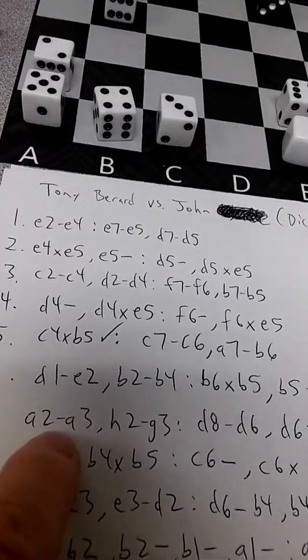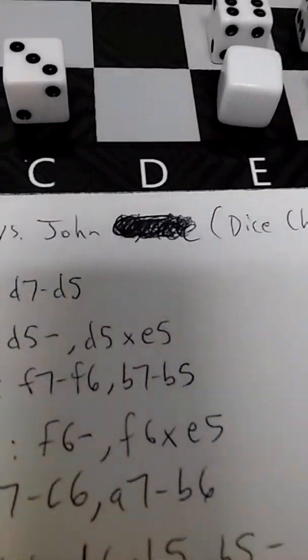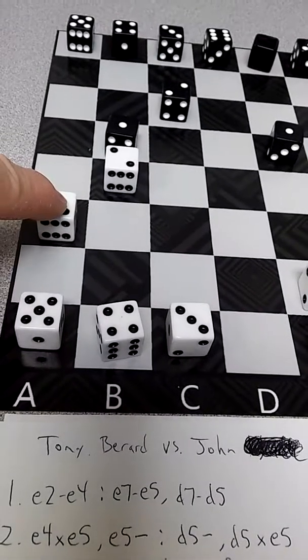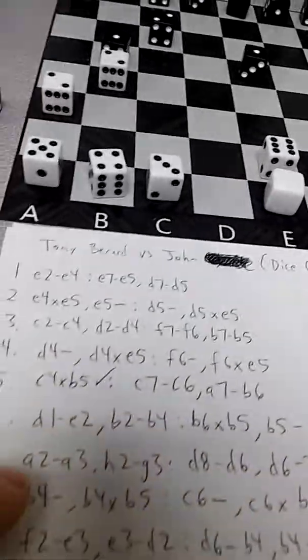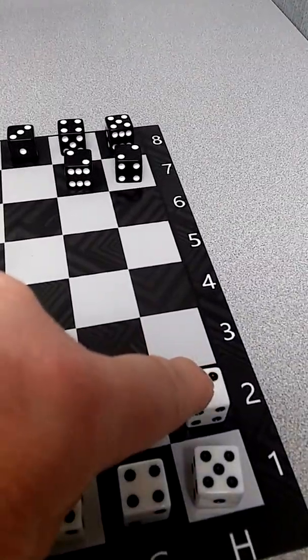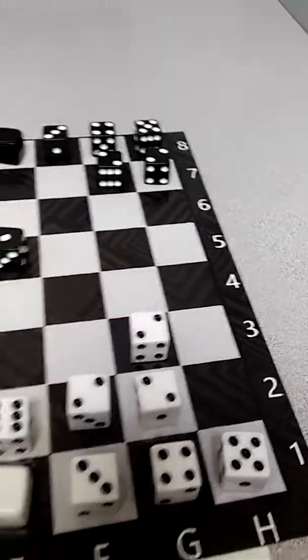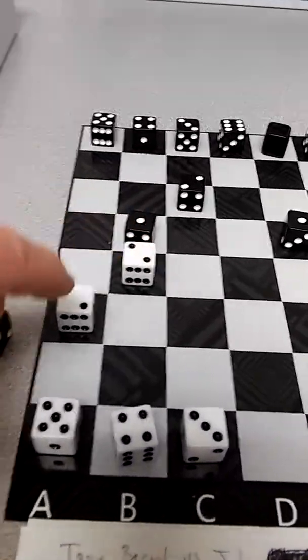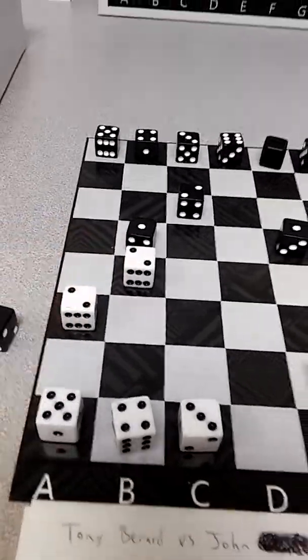Then I played a2, a3, and h2, g3. So now he's only got 1 attacker on here, so I needed a defender on here.